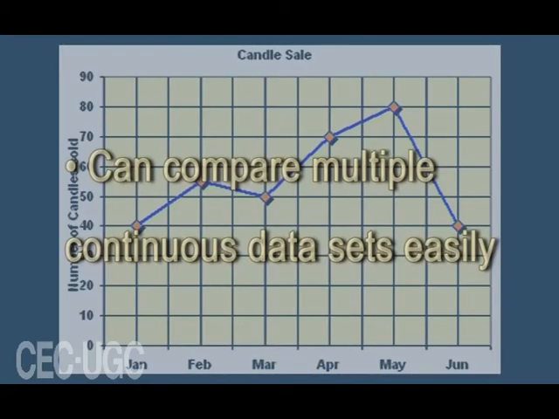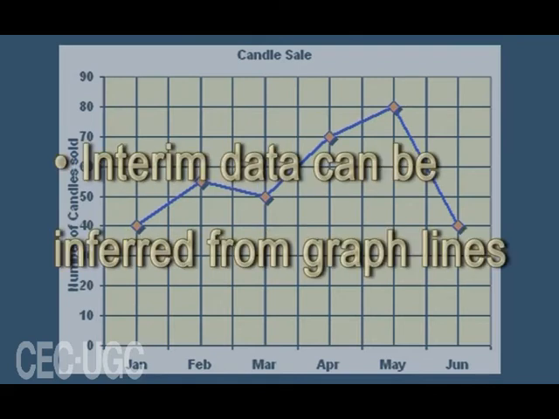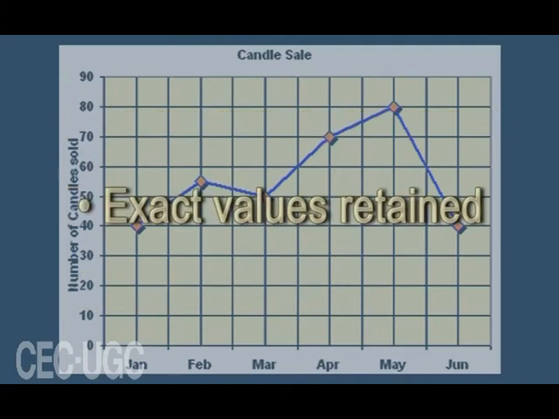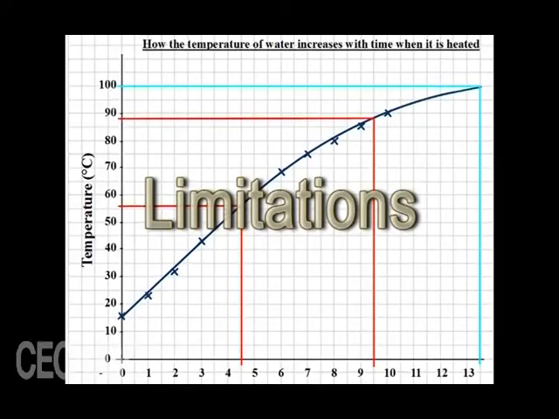Advantages of line graph. They are commonly used in geographic research and analysis as they reveal the relationship between time and other variables in a better way, can compare multiple continuous data sets easily, interim data can be inferred from graph lines, shows range, minimum and maximum, gaps and clusters easily, exact values retained.